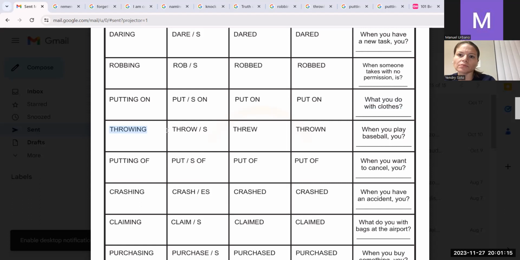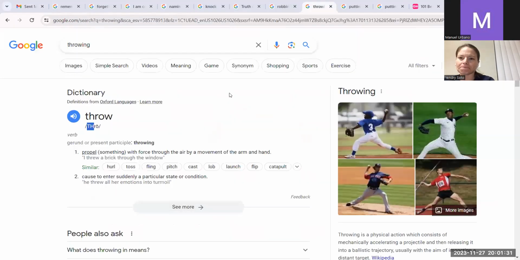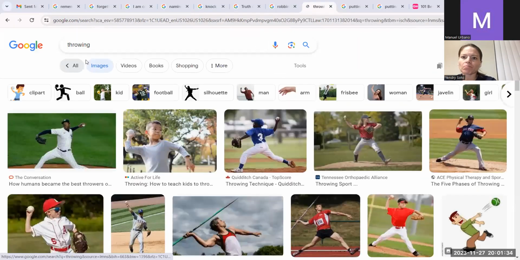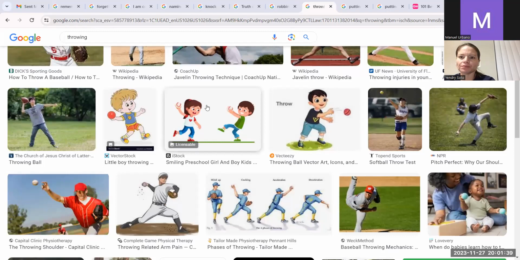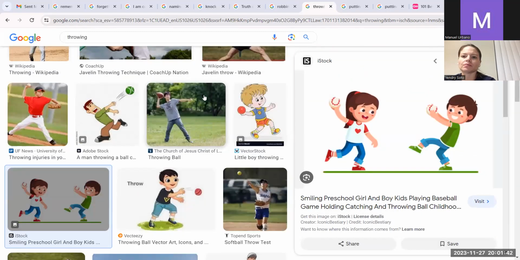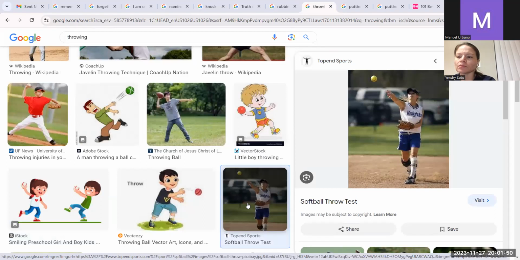Please repeat: throwing, throw, throws, threw, thrown. And when you play baseball, you throw the ball. That's what you do, just throwing. Okay? Now let's practice. Please repeat. They are throwing the ball. They are throwing the ball. She is throwing the ball. She is throwing the ball.